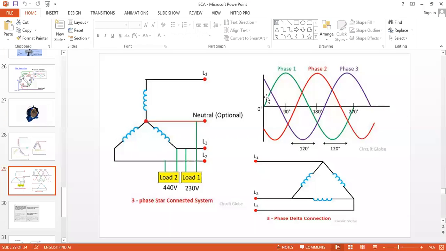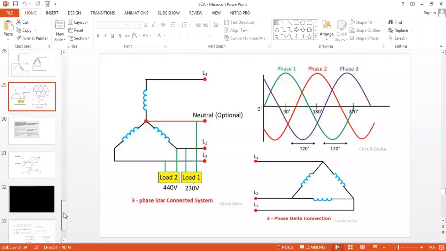One voltage will start from this 0, and the next is displaced by an angle of how much? 120. You can see this red one starting from 120. The second voltage will start from 120 and the third voltage will start from 240. So you can draw this happily whenever you see the question on a star connected system.